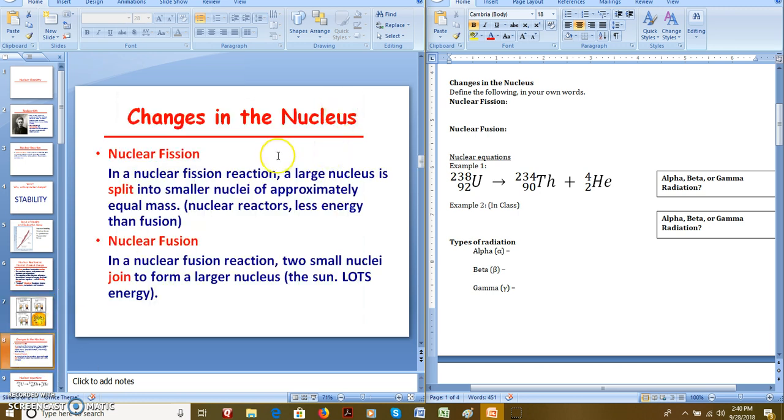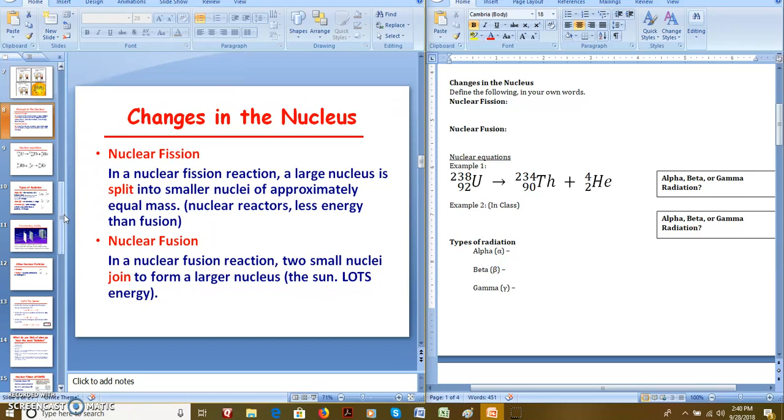Alright, let's move on. We got fusion, fission, lots of breaking apart, lots of coming together, and it's all about the nucleus. Alright, so we need to be able to write these out. In middle school, you guys learned how to write chemical equations. Nuclear equations are very similar to that, except the only thing we care about are the protons and the neutrons. So if I look at this equation right here, I need to know that the number on the top is the mass number, the protons and the neutrons. The number here is the protons.